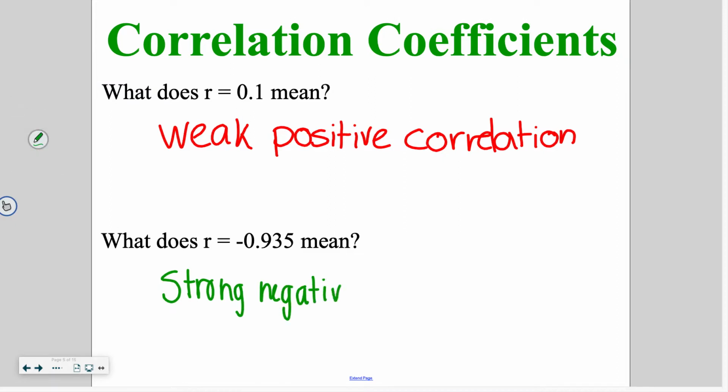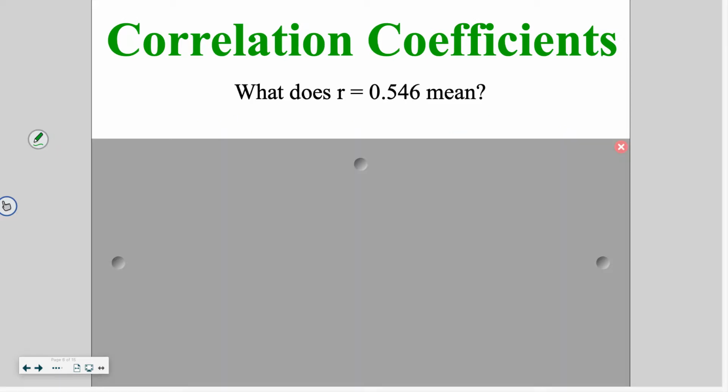So when you are using a correlation coefficient, your goal is to decide the strength, so strong, weak, or medium, and then the direction, positive or negative. Obviously, if it's 0, then you would say no correlation. Go ahead and try this one on your own.